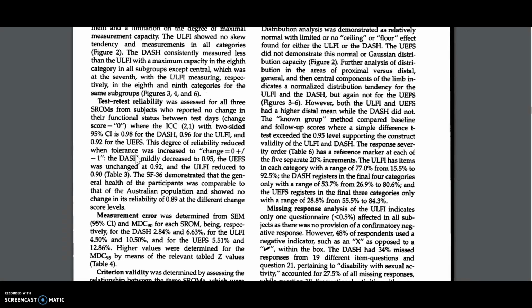Now, test retest reliability was looked at. Test retest reliability was assessed for all 3 SROMs from subjects who reported no change in their functional status between the test dates. And remember, intra-class correlation was used to test retest reliability. So here they are now with the scores. The ICC with a two-sided 95% confidence interval is 0.98 for the DASH, 0.96 for the ULFI, and 0.92 for the UEFS.